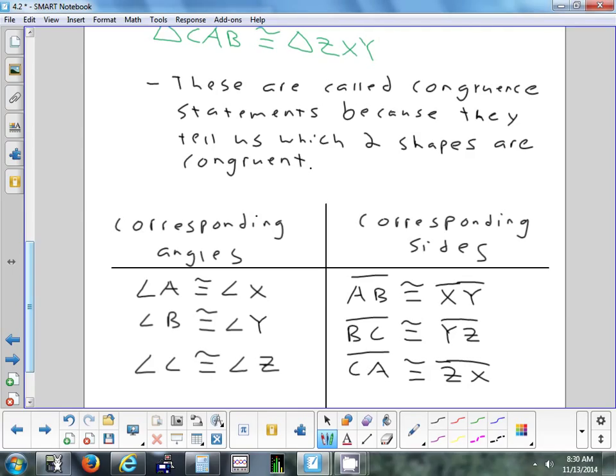So if I ask you to list all corresponding angles and corresponding sides, you should have 6 statements: 3 for angles, 3 for sides. Any questions on that? As we go through, I'll try to help you get that order correct, because it can be tricky when the triangles are flipped around and reflected and rotated. It can be hard to figure out the right order sometimes.